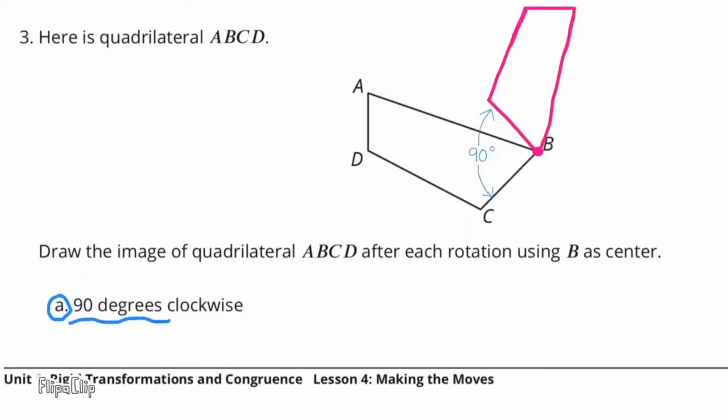Here's a look at the image after a 90-degree clockwise rotation. I can draw a square inside here to show you that this is a 90-degree angle because squares are made up of 4 90-degree angles.